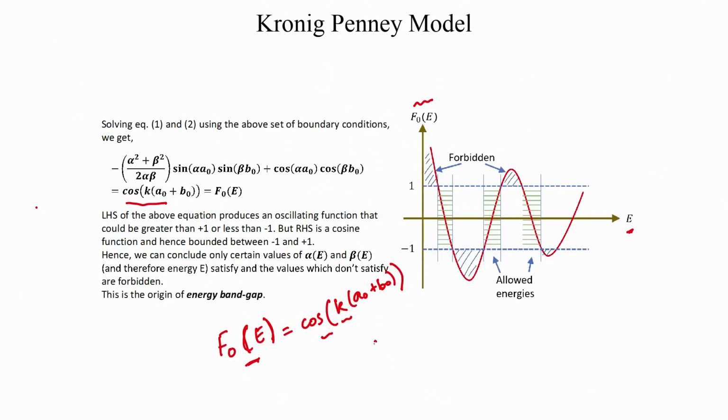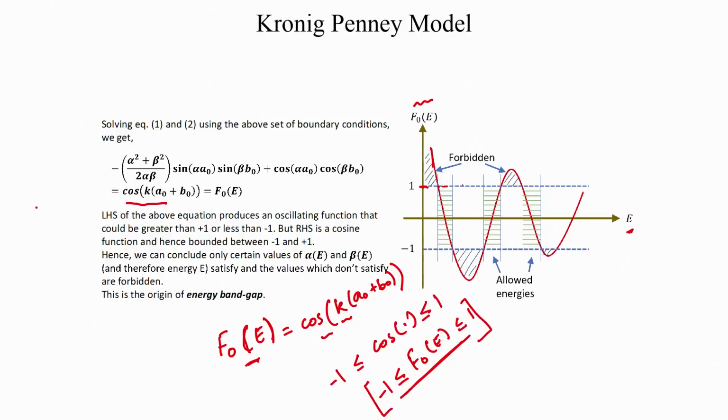And therefore, since a cosine function cannot be greater than 1 or less than minus 1, f naught of e is also bound by these limits. It cannot be greater than 1 or less than minus 1. So, this is the limit imposed by nature. Nature says that the electrons in this linear arrangement of atoms must obey this condition that f naught of e must be less than or equal to 1 and greater than or equal to minus 1. And therefore, this purely mathematical function is now bound by these two bounds.